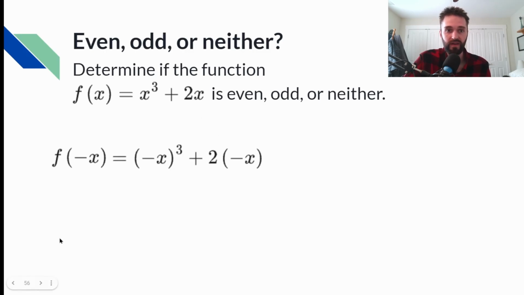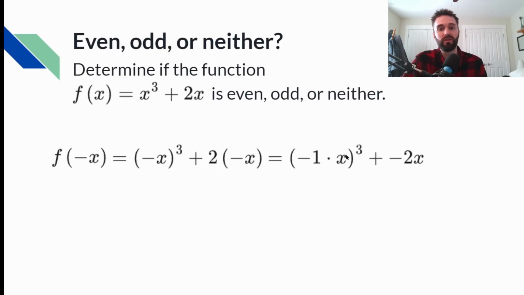f of negative x is equal to (negative x) whole thing cubed plus 2 times negative x. That's what happens when we plug negative x into this function. It says to take what you're given and cube it, and then add the product 2 times what you're given. Okay, so we have this, and we need to simplify it. (Negative x) whole thing cubed is equal to (-1 times x) whole thing cubed. And this product is -2x, so we get -2x over here.